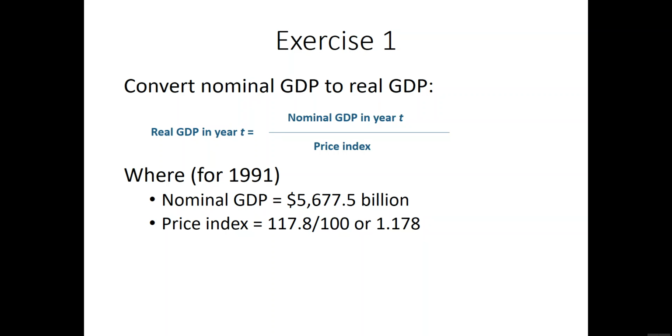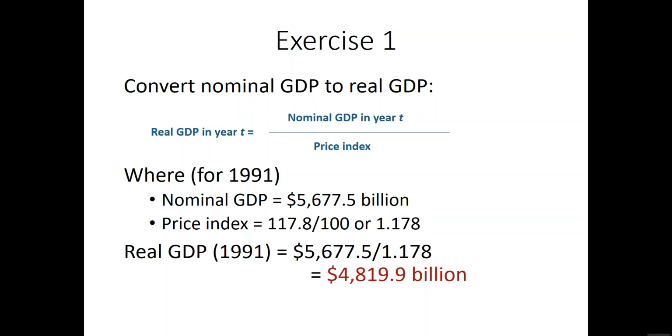So we will convert the nominal GDP of 5,677.5 billion to the real GDP. What we will do is use 5,677.5 divided by 1.178, which is our price index. So we will end up with $4,819.9 billion. This will be our real GDP using 1991 as our base year.